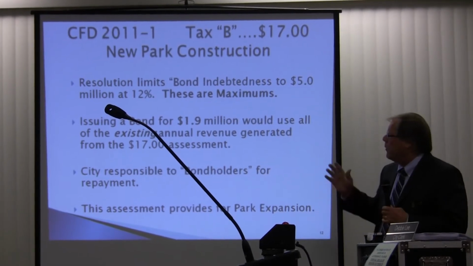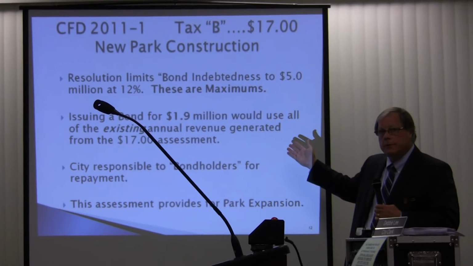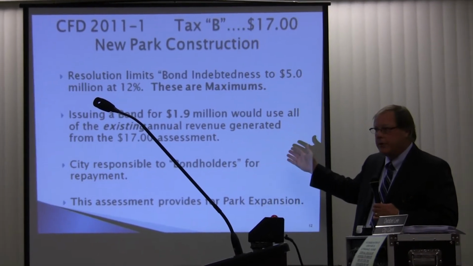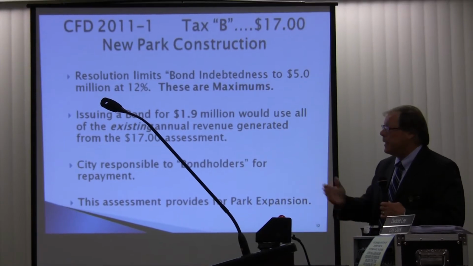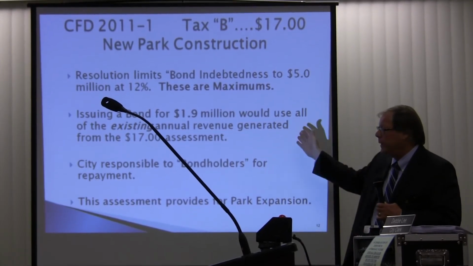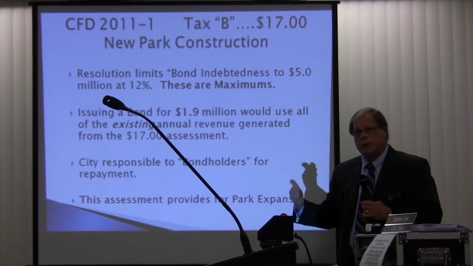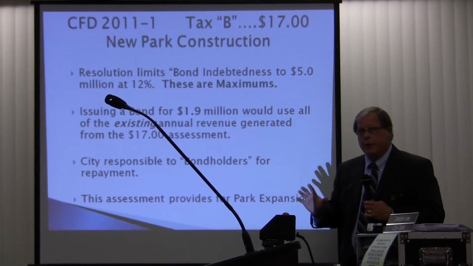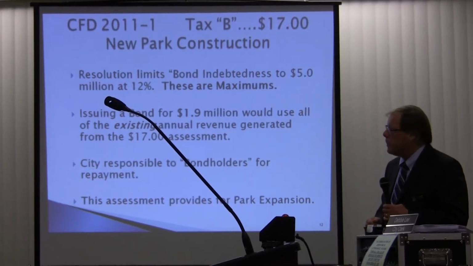We do not have to ever issue the bonds. If we never issue the bonds, we never charge the $17. We would just stick with the $28 on tax A. And this would never be used, and it just would go away over the 40-year life. If you don't issue the debt in a 40-year time period, it's going to drop off and go away.